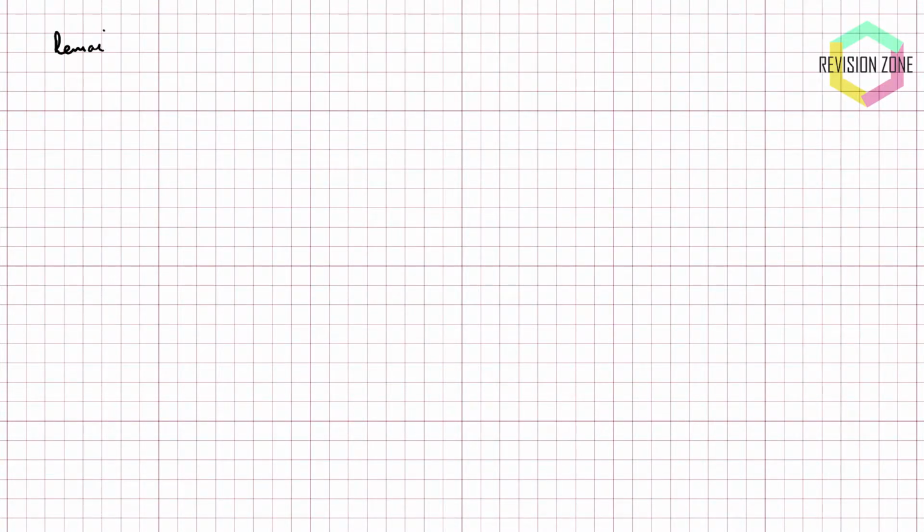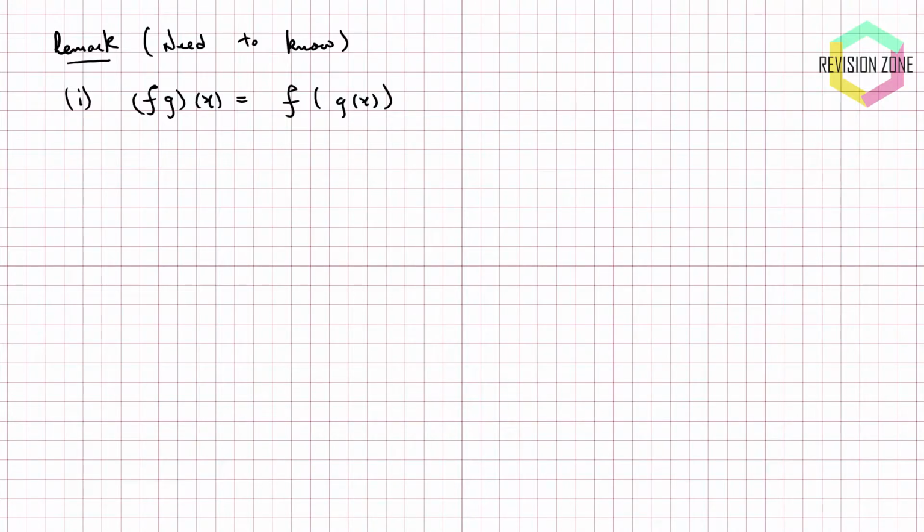So, remarks. These are the things you need to know when dealing with composite functions. The first thing is, when you actually write this down, as I've already sort of said, the X is going to see the G first and it's going to see the F afterwards. So you're going to have G of X first and then you're going to have F.